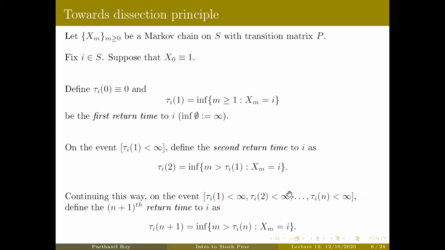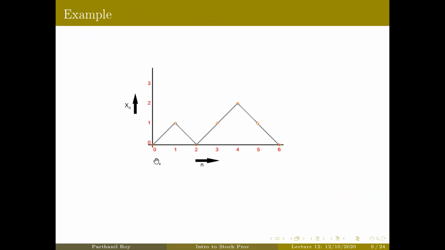Okay, so let's now go back to our picture and see what these objects are. In this example, remember, we went to 1 and then came back to 0 immediately. That was our first excursion. The second excursion was 1 to 1, then 2, then 1, then back to 0. In this case, of course, our I is 0, so our Markov chain starts at 0. The first return time is 2. That's when the Markov chain first comes to 0 after starting from 0. And then it comes back to 0 for the second time at 6, so the second return time is 6.